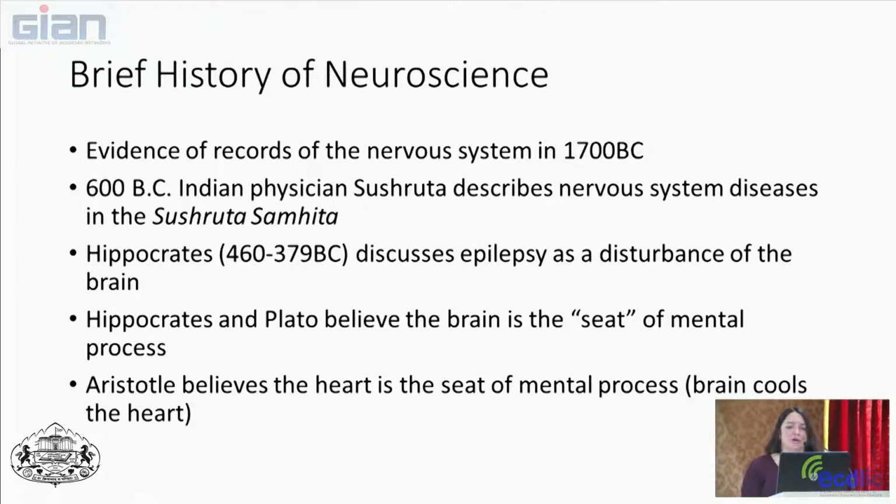Hippocrates and Plato were some of the first of the more, I guess, modern times to say that the brain is actually the seat of the mental process. So the brain is where we think. Aristotle believed that the heart was the seat of the mental process. He thought that we think with our hearts and that our brain was sort of a cooling system for the heart, which now we know was incorrect.